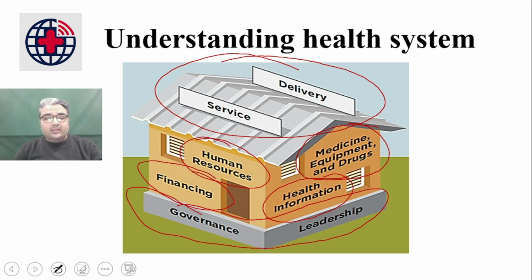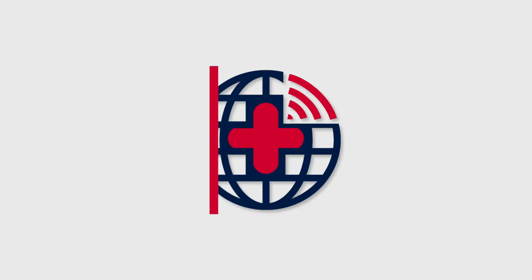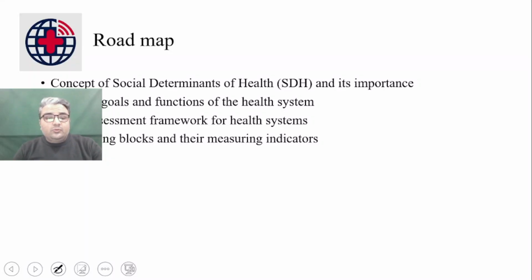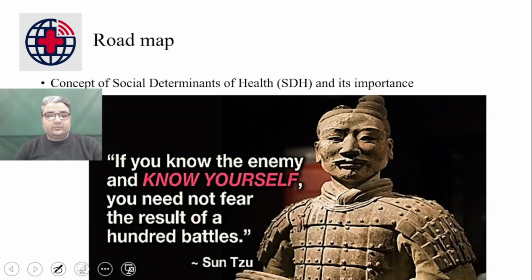With these six building blocks in mind, let us move towards some other things. Today we're going to discuss the concepts of social determinants of health. We're going to describe what the goals of a health system should be according to WHO, and what the essential functions provided by the health system should be. We're going to apply an assessment framework for the health system. We're going to look at some assessment frameworks, and then at some of the measuring indicators for the six building blocks that we just went through. With that in mind, let's start off our session.